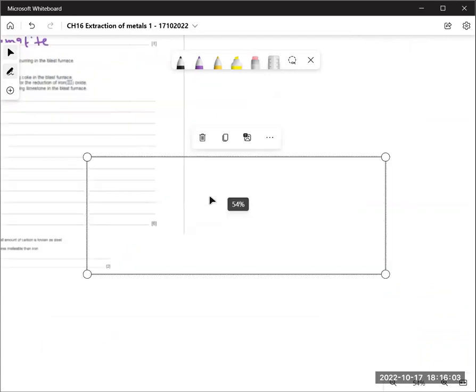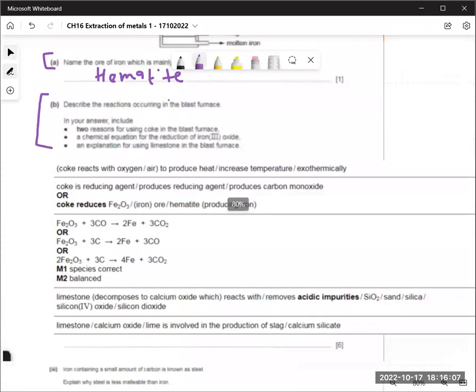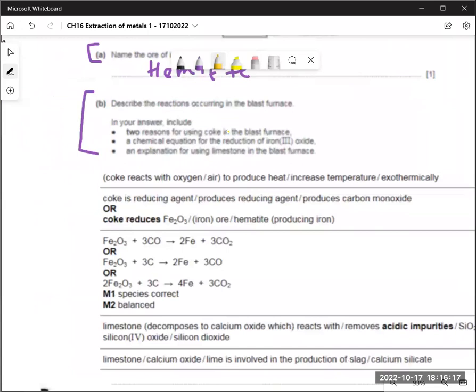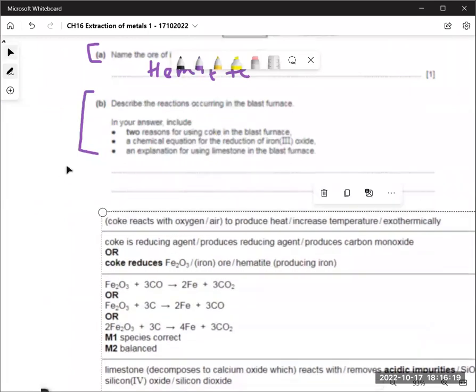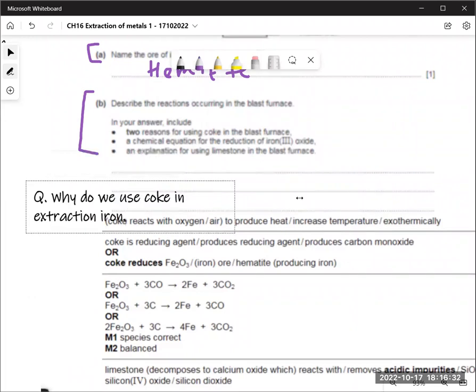Or should I read the other part too? Yes. I'll underline this here. So you have to underline, you have to write for the underline. Now, the first thing, just a second. Okay, so reasons for using coke. So write this in your notebook. Why do we use coke in extraction of iron? The answer is right here.